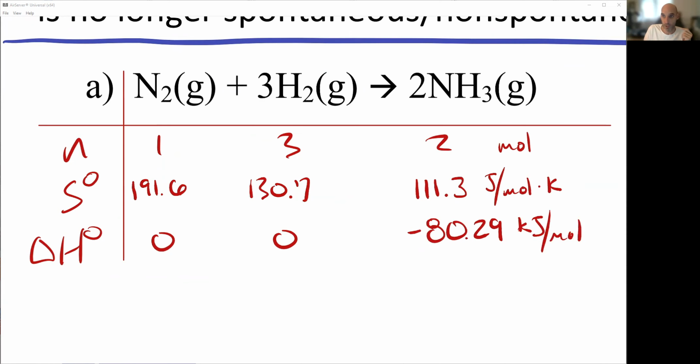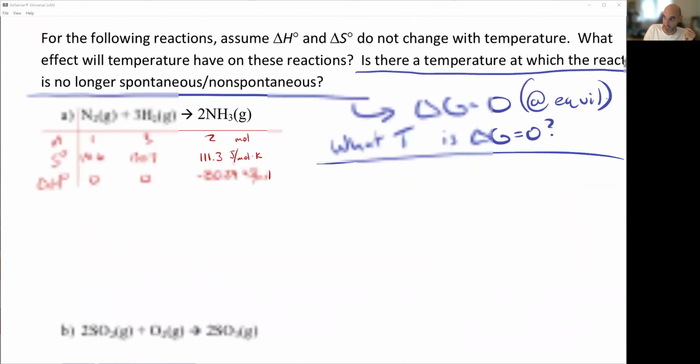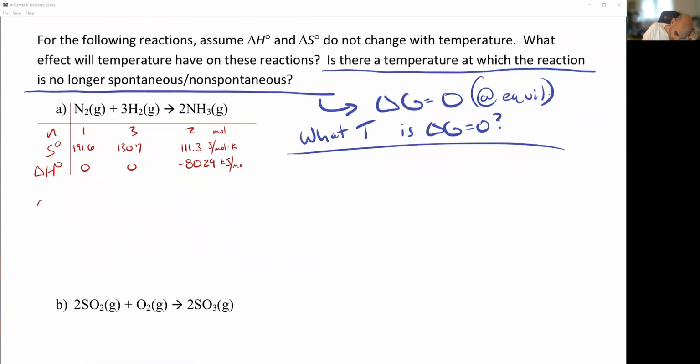Okay, so let's do the calculations. Calculate the delta S for me, as well as delta H. Pause it and do those calculations. Hopefully for delta S, you got negative 361.1 joule per mole Kelvin, and for delta H you got negative 160.6 kilojoule per mole.